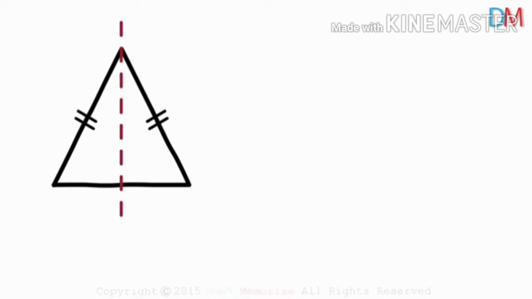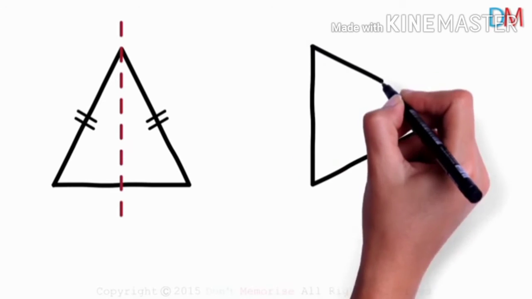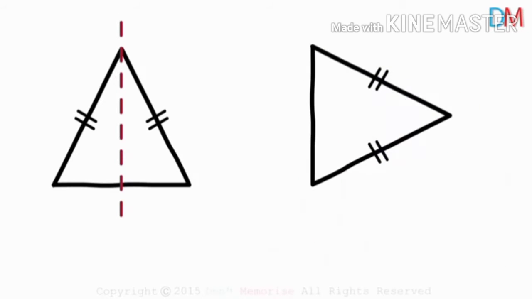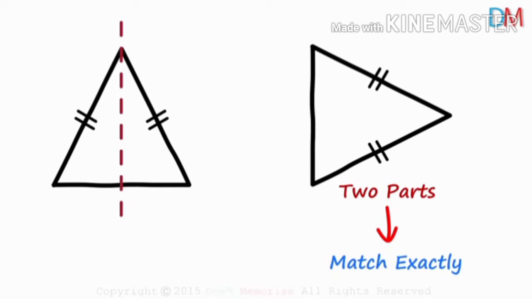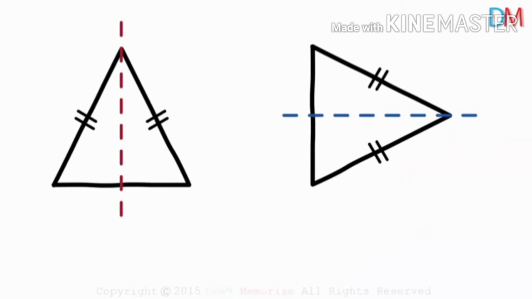Now let me give you another figure. I draw the isosceles triangle this way and ask you the same question. How would you divide the triangle into two parts such that both the parts match exactly when they are folded along a line? Yes, we can draw a horizontal line like this. We get two parts which match exactly. When one is folded or flipped, it overlaps exactly over the other.